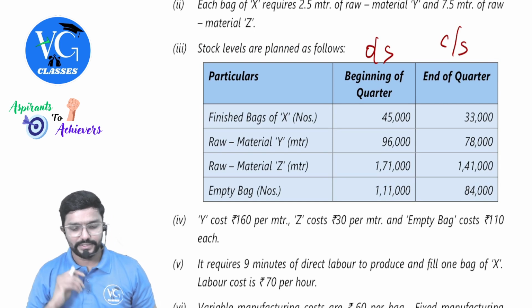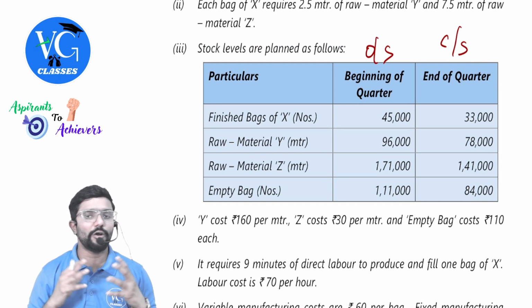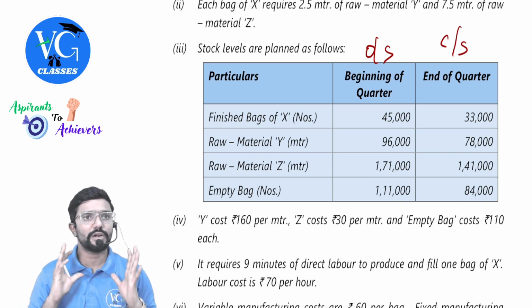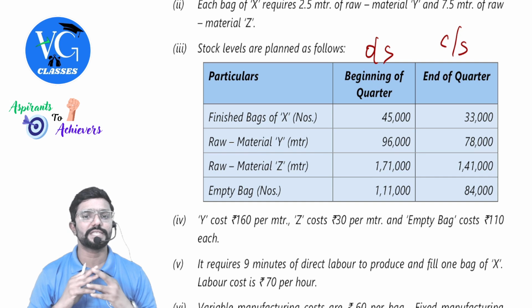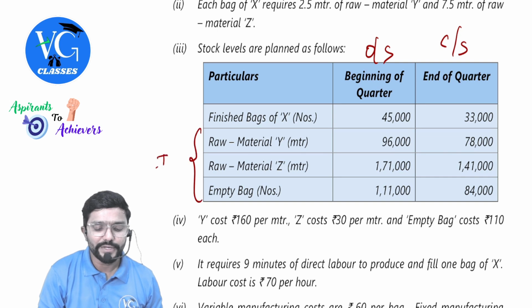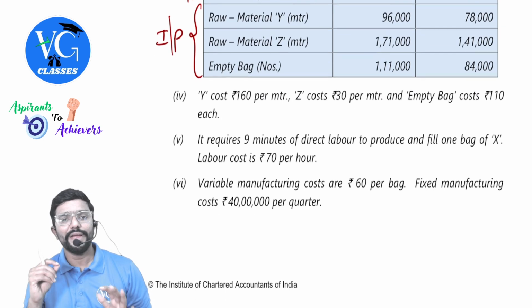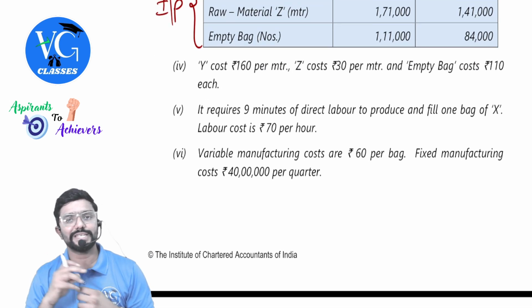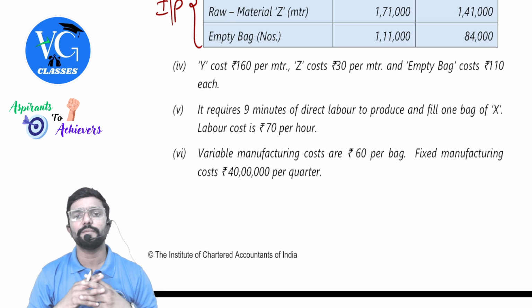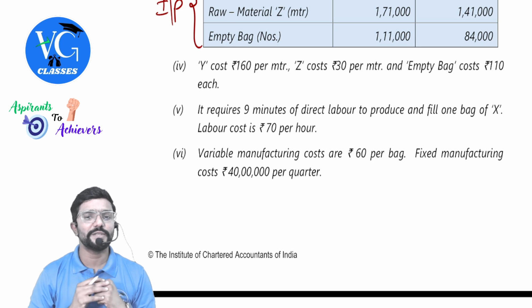Beginning to end. That means opening stock or closing stock. Yes, sir. Finished bag of X, that is nothing but output. Opening 45, closing 33. Raw material Y and Z, both are raw material. Please be careful. Opening and closing is given. Empty bag is also raw material. Yes, sir. So these three are input, guys. This is output. Y cost 160 per meter, Z cost 30 rupees per meter, and empty bag cost 110 each. It requires 9 minutes of direct labor to produce and fill one bag of X. Labor cost is 70 rupees per hour.